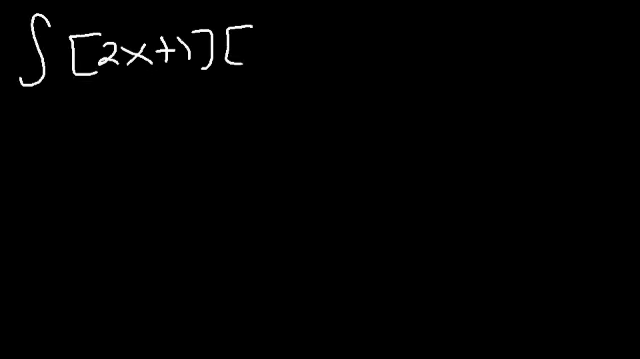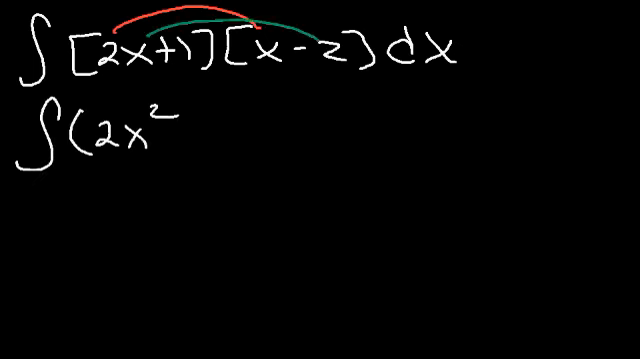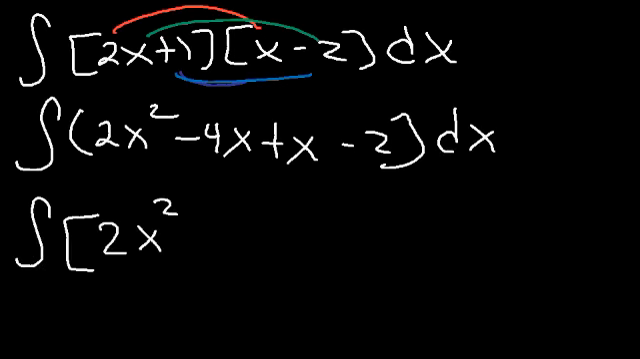Let's try this one. (2x + 1) times (x - 2) dx. So just like the last example, we need to FOIL first. 2x times x is 2x². And then 2x times negative 2, that's negative 4x. 1 times x is x. And then 1 times negative 2. Now, negative 4x plus x is negative 3x.